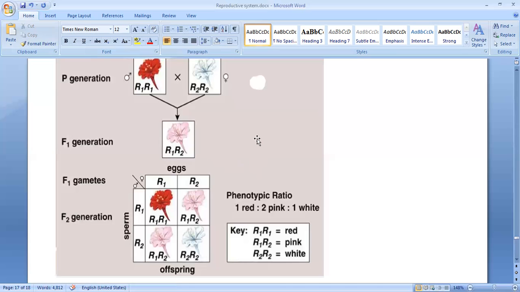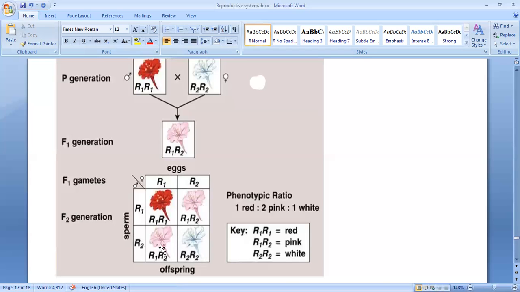R1 of this flower and R1 of that flower can combine, or R2 of this flower and R1 of that flower can combine, right? Similarly, you can have R1 and R2 again combining, or you can have R2 and R2 combining. So if R1 combine, then you have this red colored flower. If R1 and R2 are produced, you have a pink colored flower. If in the second set R1 and R2 are produced, you have a pink color. And if it is R2 and R2 which are produced, then you have the white color.